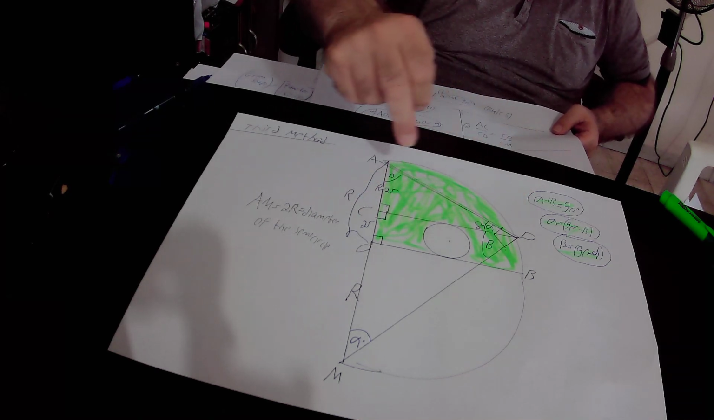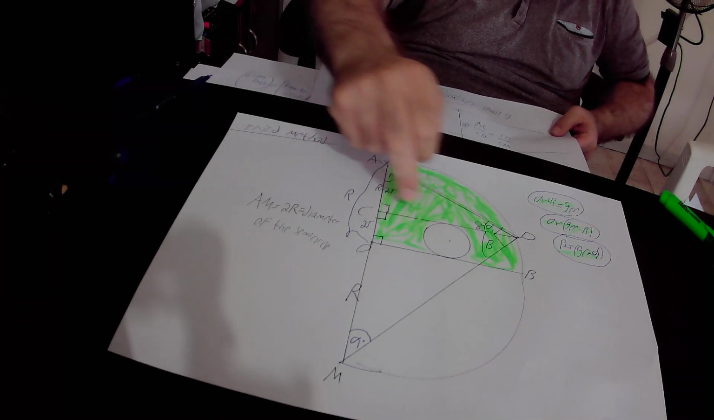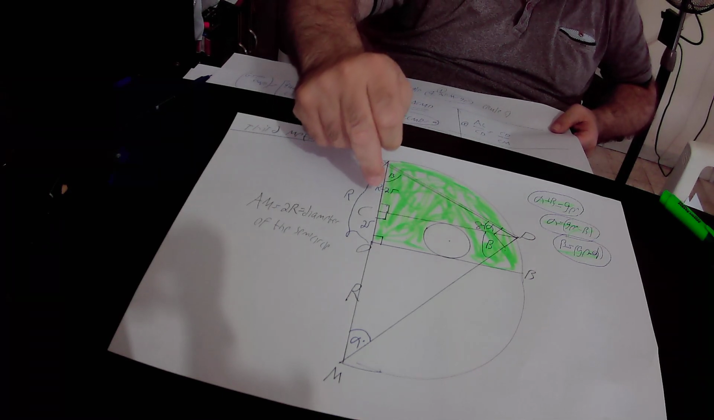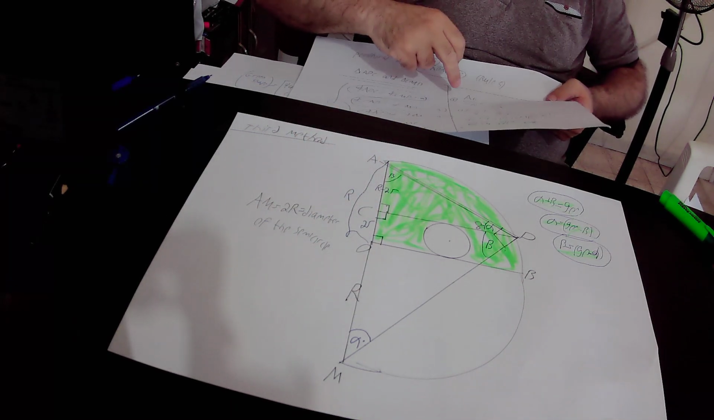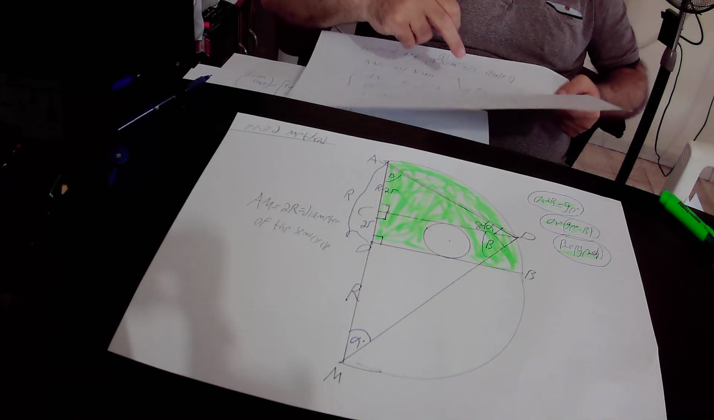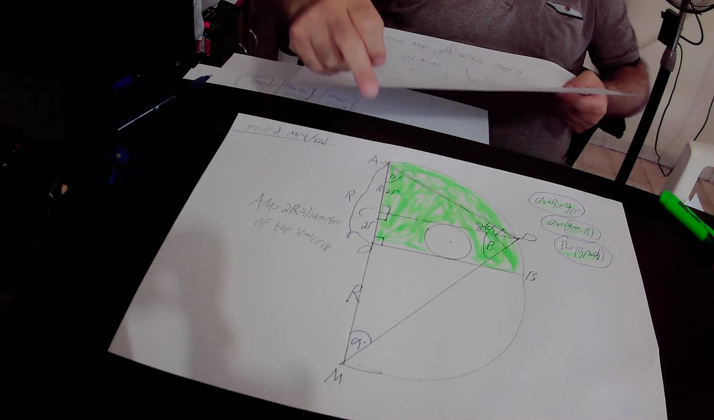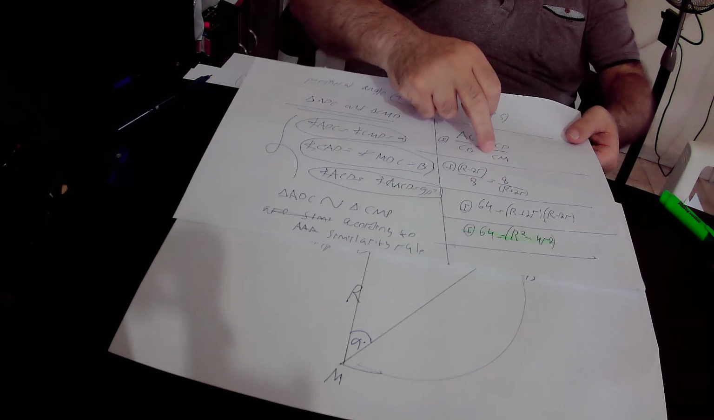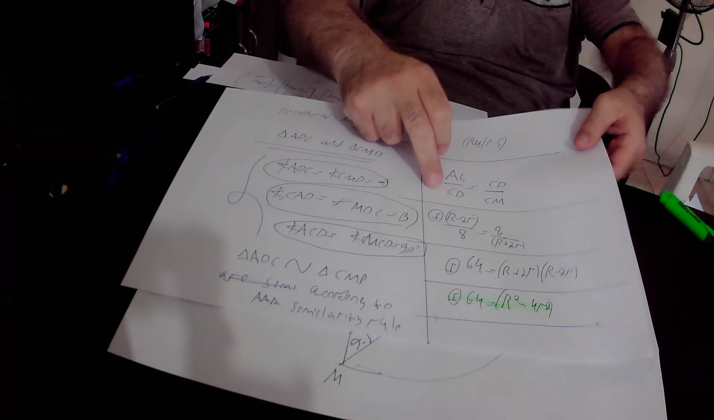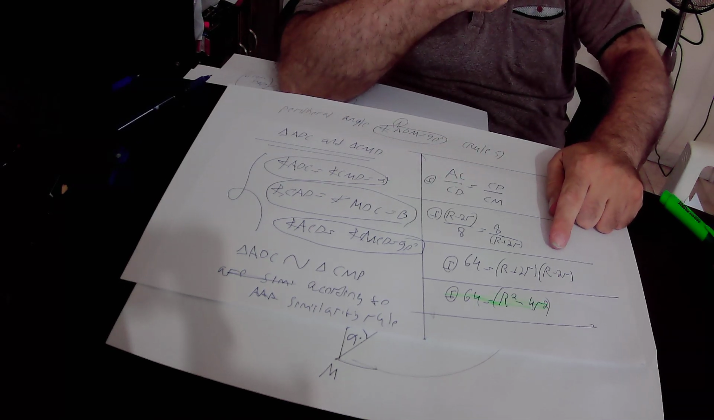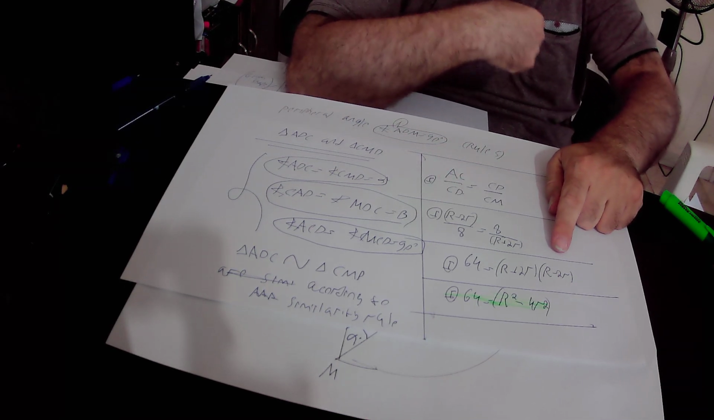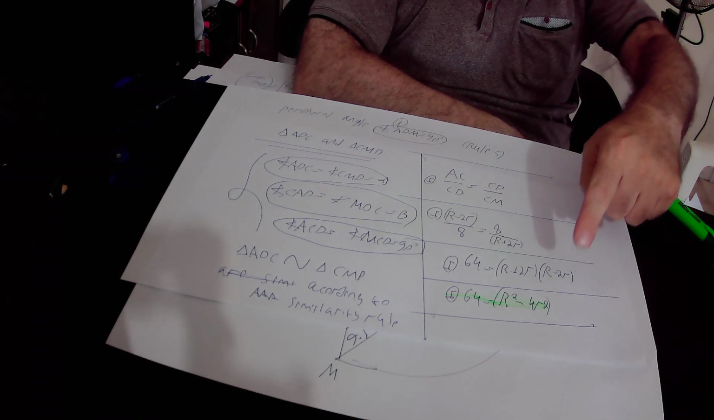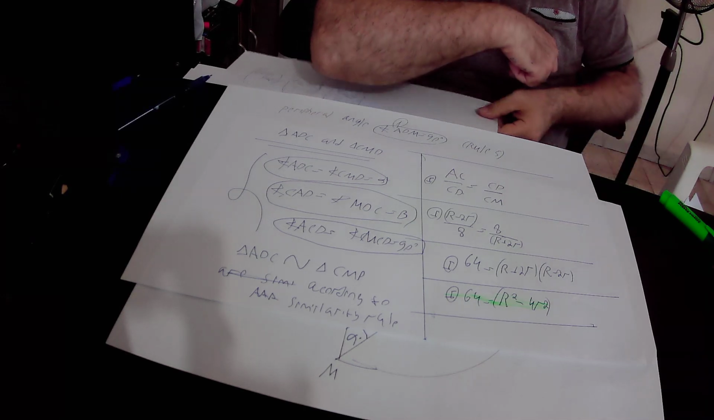AC over CD equals CD over CM. AC equals capital R minus 2r, CD is 8, and CM is capital R plus 2r. We cross multiply this equation and found out that 64 equals (capital R plus 2r) times (capital R minus 2r), that is capital R squared minus 4r squared. So 64 equals capital R squared minus 4r squared.